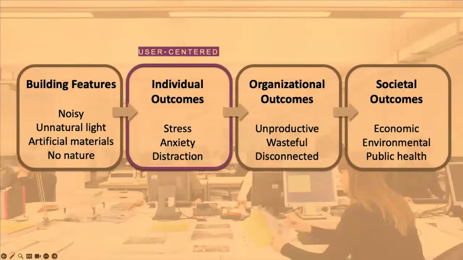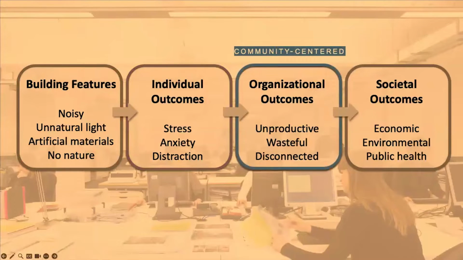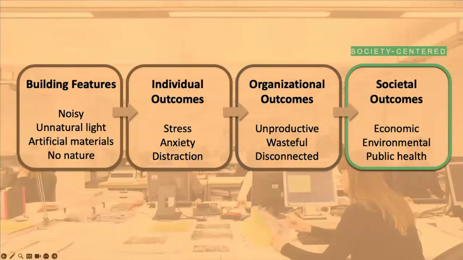And if those features are negative, like I've shown in this example, they can lead to bad individual outcomes like stress, anxiety, and distraction. That's really at the user-centered level that I've been speaking to. These, in turn, can lead to organizational or community outcomes, such as a lack of productivity, waste, and a lack of a sense of belonging. That's at the community-centered level. And then finally, these community and organizational outcomes can have impact at the societal level: on our economy, on our environment, our health and well-being. So at least we were thinking about these three levels a bit from the start, even though I hadn't even thought about how to design for AI in this way when we started this project.